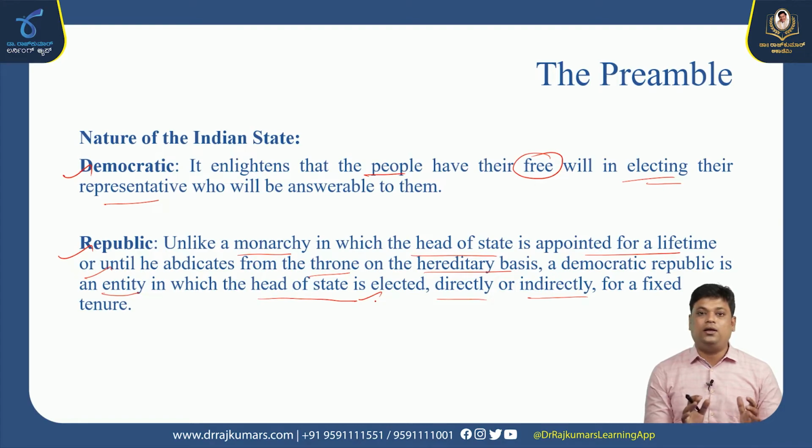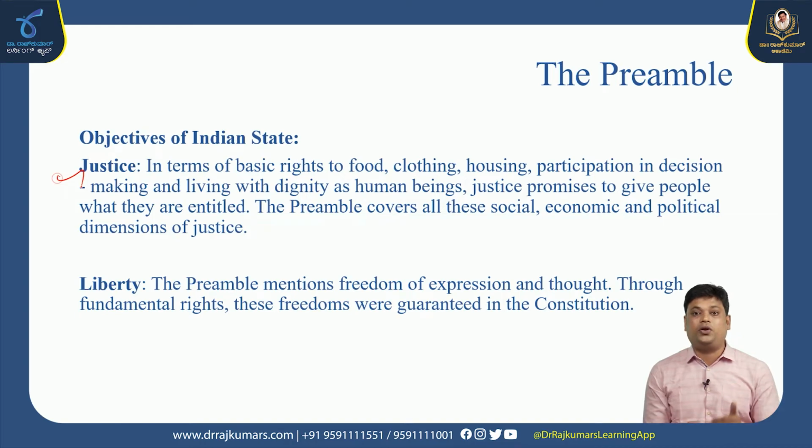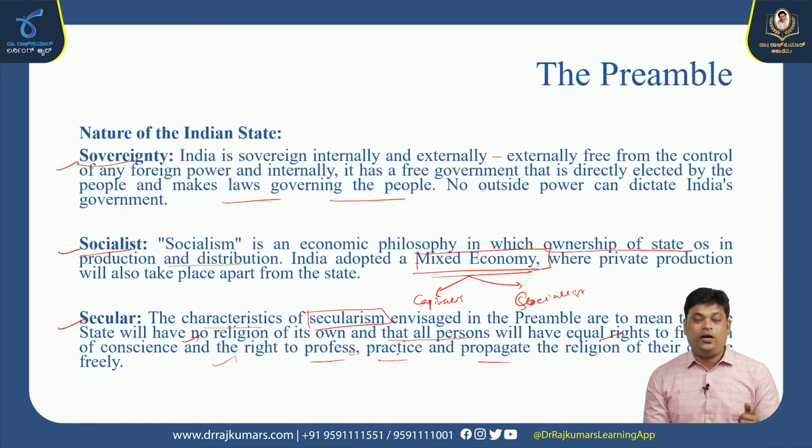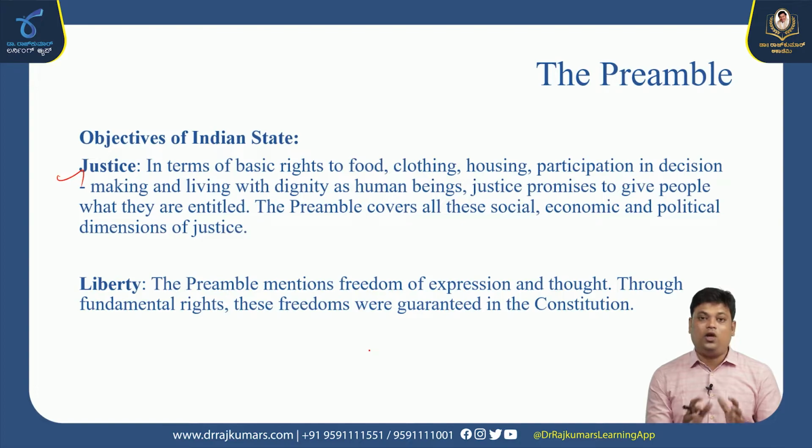There is no monarchical form; there will be a democratic form of government, selected based on the people's will, which is known as republic. Next one is justice. This is known as objective. Remember, sovereignty, socialist, secular, democratic and republic come under the nature of the Indian state under your preamble. Next we'll see the objective.